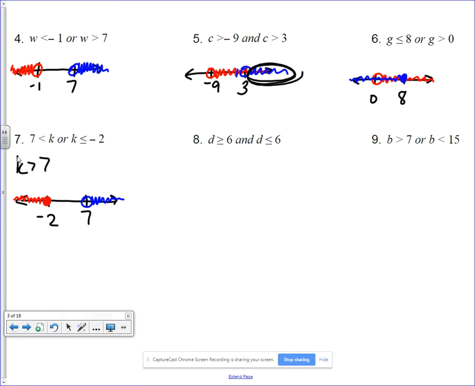Everybody okay with that? Savannah, is this and or or? So do I want the overlap or everything? Everything, so I'm going to leave it just like that. Everything that's shaded is an answer. I did not shade the wrong side for 7 because I had to flip it around because the K has to be on the left.